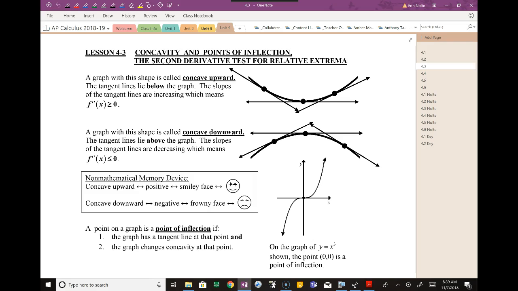Okay. So, so far we have learned, at least in this section, that a first derivative analyzes the slope. And in using that, we can then find critical values, which helps us to find max and mins. Okay, the second derivative is going to help us with the curvature of the function. Okay, they call that concavity.